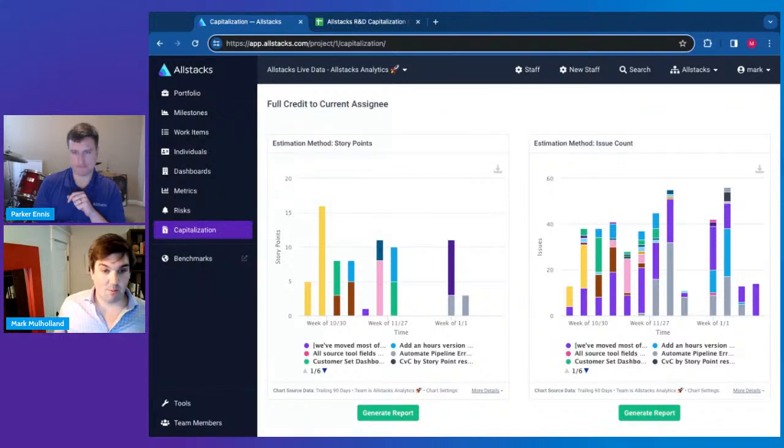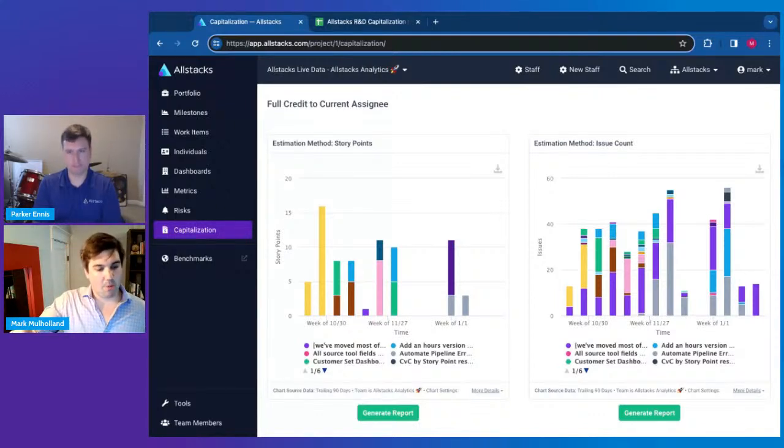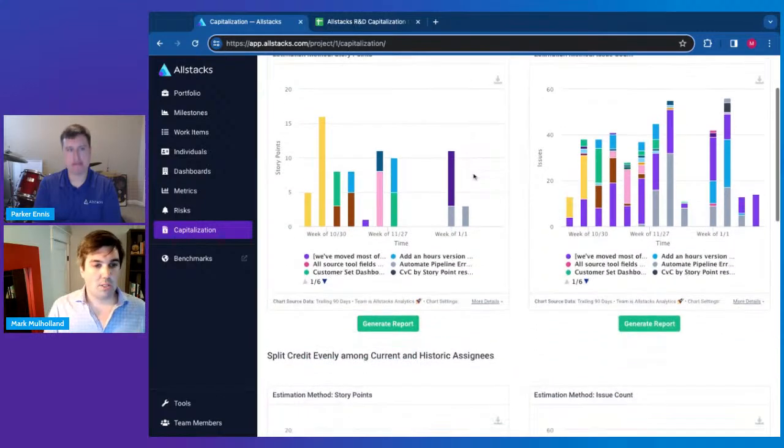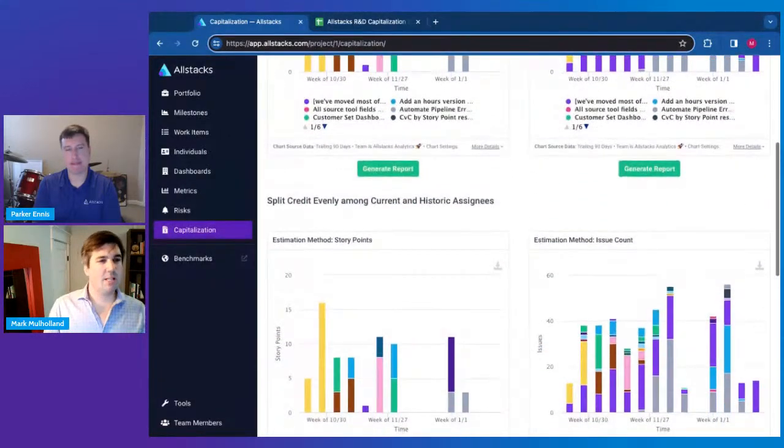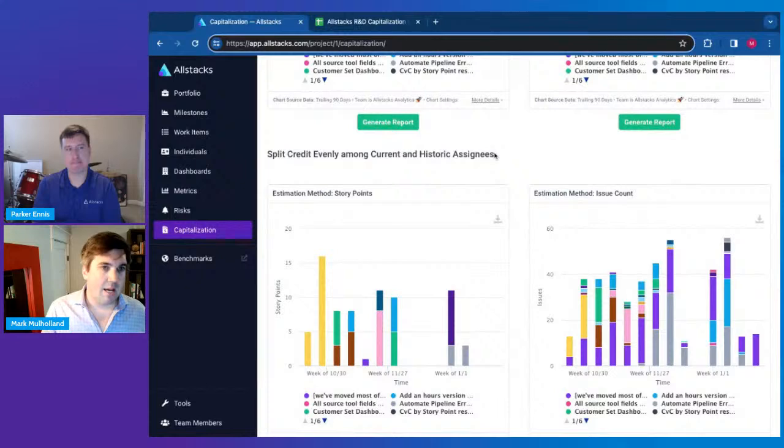And in this example, we'll say we do. But also, this fictitious team that I'm describing hands off tickets throughout their process. So if a ticket's assigned to Parker, we don't only want to give Parker credit, we would also like to give credit to the folks who were working on that ticket beforehand as well. And so towards that end, I'm going to say, let's do a story point estimation method, and let's split the credit among current and historic assignees equally.